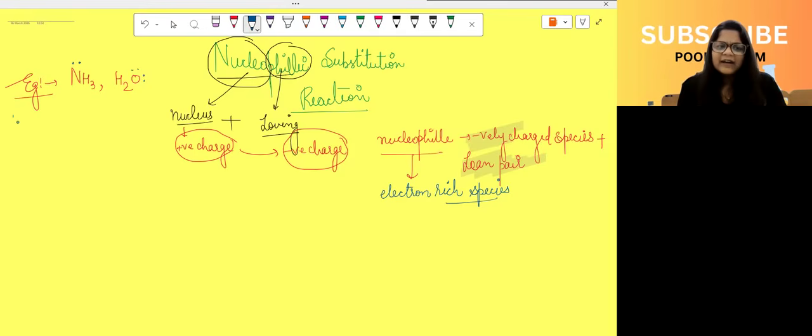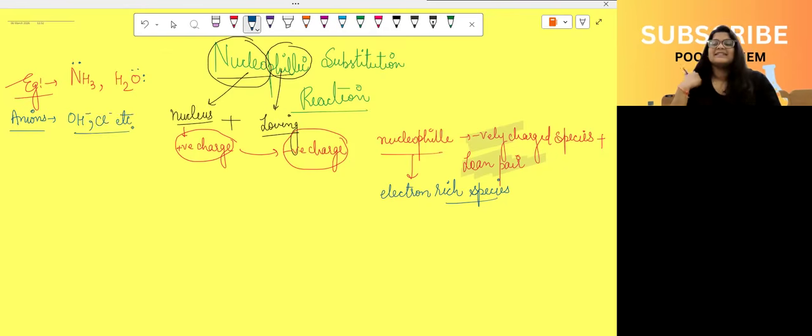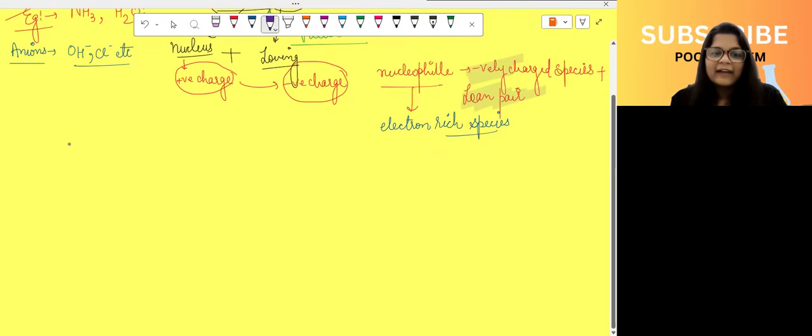Similarly, you can have anions in that particular example, which will include OH negative, Cl negative, etc. Right? So any anion which has a negative charge, or any species which has the presence of a lone pair, can be treated as a nucleophile. Now, nucleophilic substitution reactions happen in halogenoalkanes.